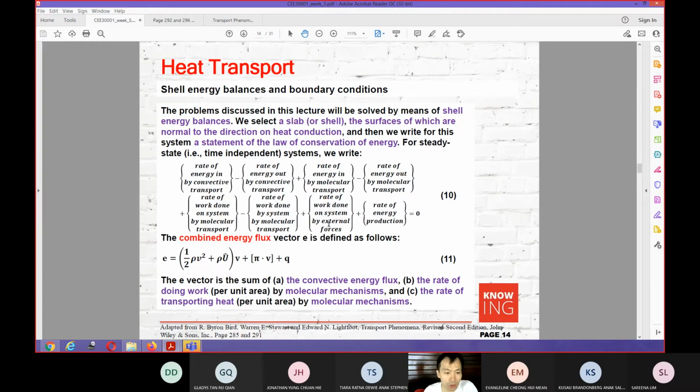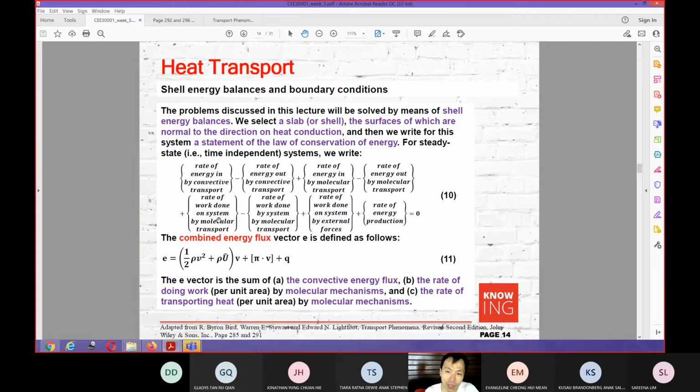like the momentum transport, we use the conservation law a lot. So the conservation law in here is expressed by equation 10, because we are dealing with the heat transport in here. In momentum transport, we are interested in the microscopic level of the system. So we take into account the rate of energy in and out by convective transport, the rate of energy in and out by molecular transport, as well as the work.